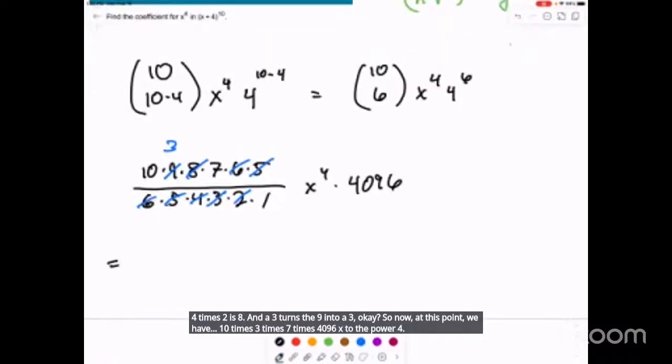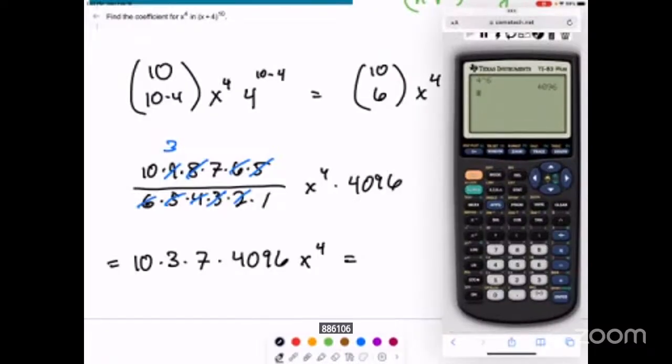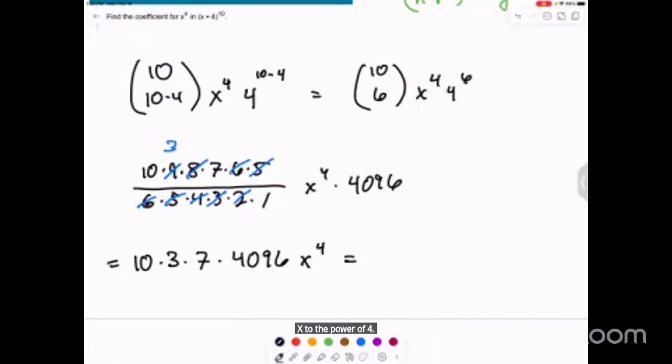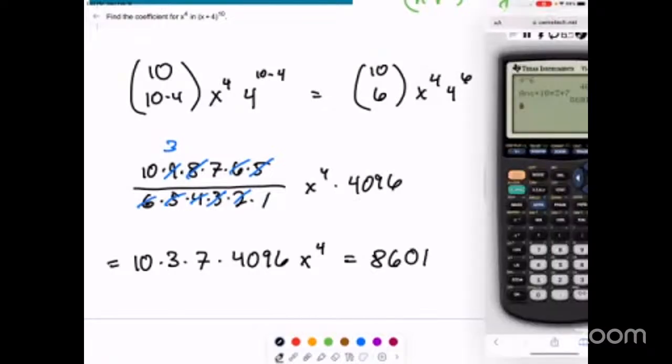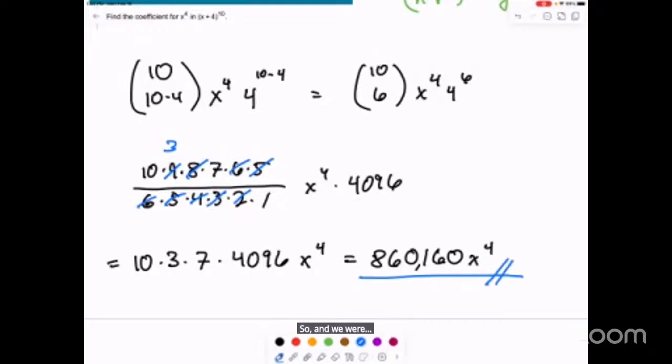And then I'll just use my calculator for that as well. So that times 10 times 3 times 7. 860,160. x to the power 4. Okay. 860,160 x to the power 4. So let's submit it and see how we do. And we were working, I think it was this one, full screen.